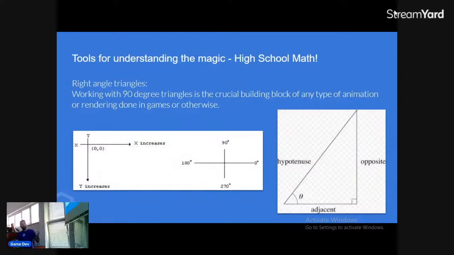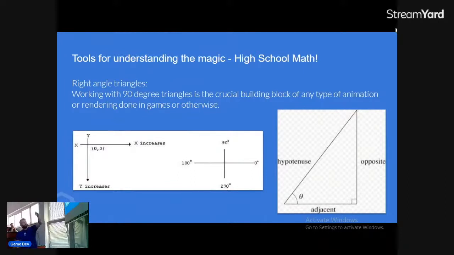Before we get started, there are a few concepts that we need to align ourselves on, things that we need as prerequisites to understanding what's going on. The first of these is right angle triangles. I'm sure all of you are familiar with that. You've got your right angle triangle with the angle theta, then you've got the adjacent part, the opposite part, and the hypotenuse between them.